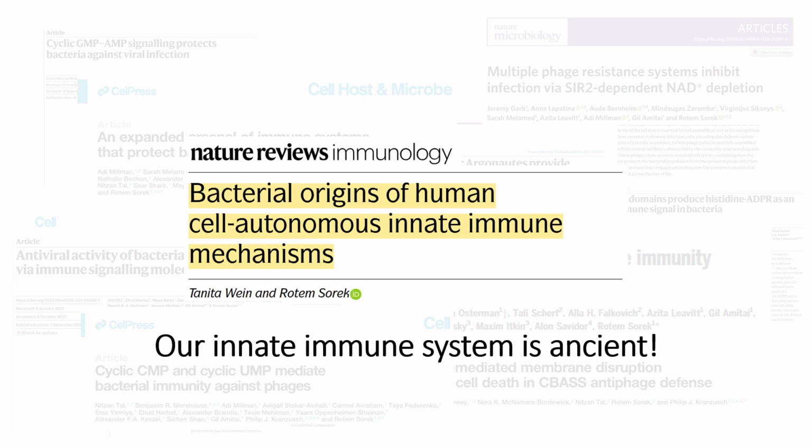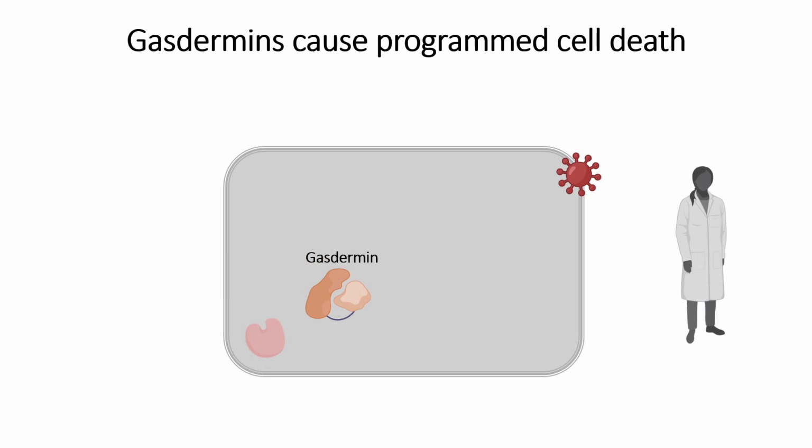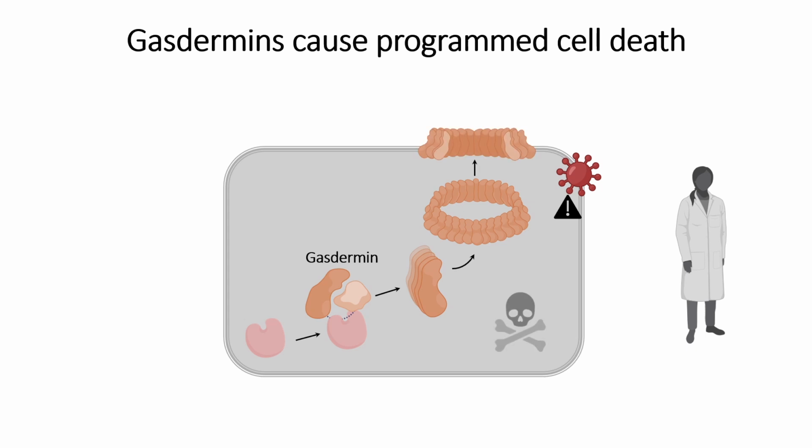I'll focus on one very important mechanism. When our cells sense that they were infected with a pathogen, a series of events take place that end up with the cleavage of a protein called gasdermin. The cleaved gasdermins bind together and create these ring forms that penetrate into the membrane of the cell and lead to the death of the infected cell.